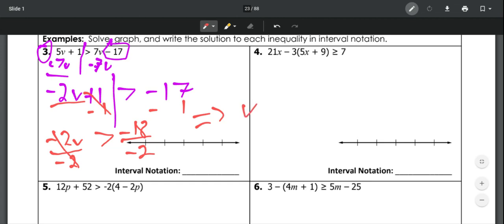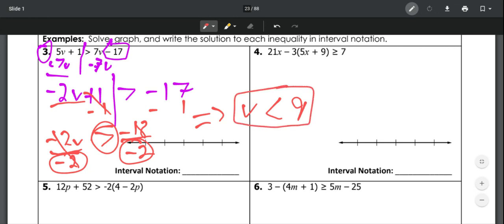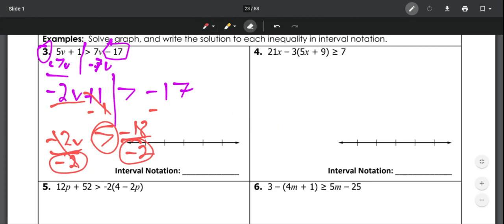And you'll notice, what did we do here? We divided by a negative number. And we remember I said, if you divide by a negative number, this has to flip. So now it's v. It was greater than, now it's less than positive 9. And that is our answer. So write that down real quick. Pause the video. Write that down because I'm going to erase it so that I can graph it.